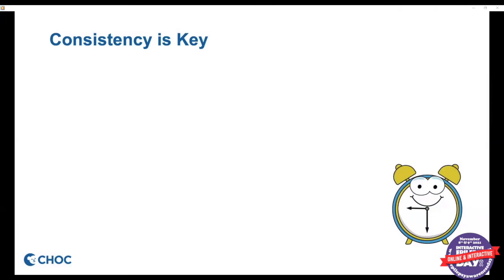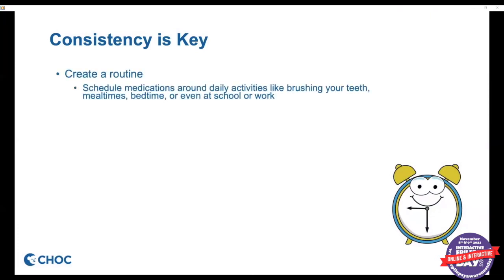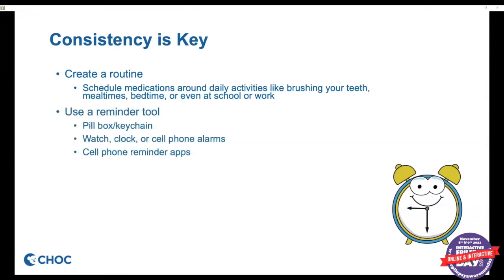Consistency is key. Try to create a routine that will help you remember to take your medicines around the same time every day. Associating it with an activity that is already hardwired into your daily routine, like brushing your teeth, can help. Make sure the medication is easily accessible during those times, like next to the dinner table or nightstand, or carry it in a keychain with you.